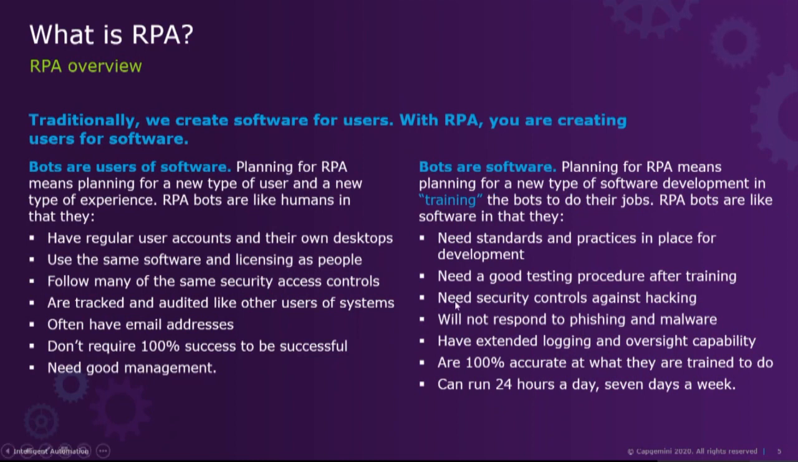We still need to build solid security controls against hacking. So for example, for the actual RPA software itself in the back end, we need to establish separation of duties and make sure that we've set up administrative and developer and user accounts for that software. So these are things that do need to be planned in terms of building up your basic RPA practice.